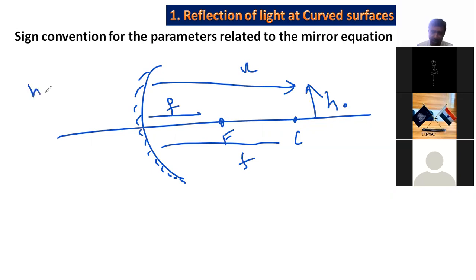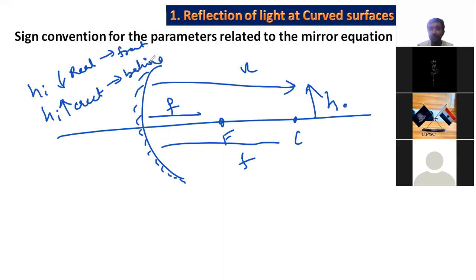According to the image, Hi for a real image is below, right? For an erect image it is above. Erect above, real or inverted image below. Virtual image is above. Image distance for a real image is in front, for an erect or virtual image, behind. Is it clear? Because you will get the image this side for a virtual image, right? So these you have to know.